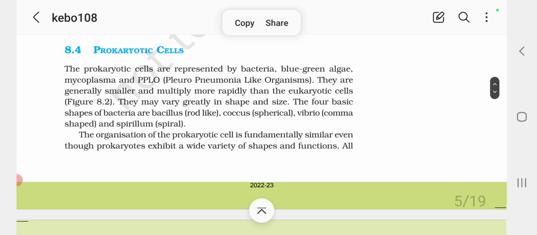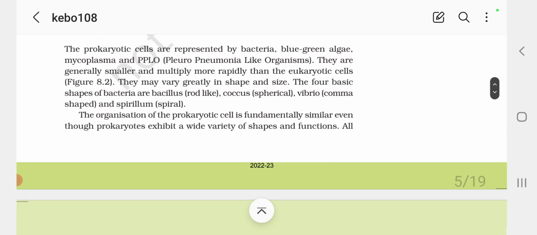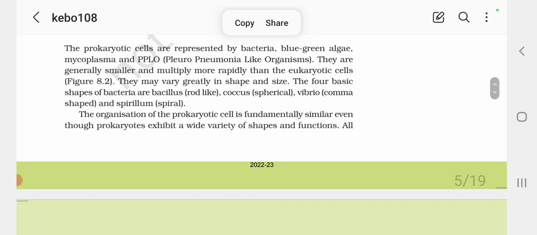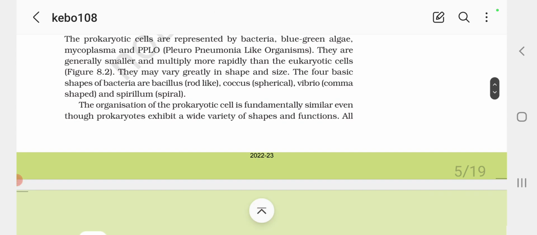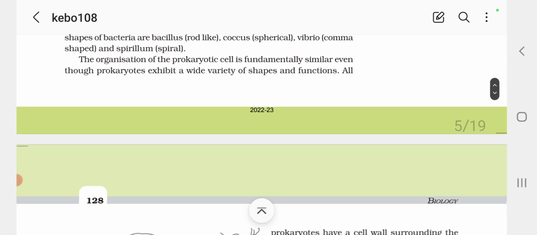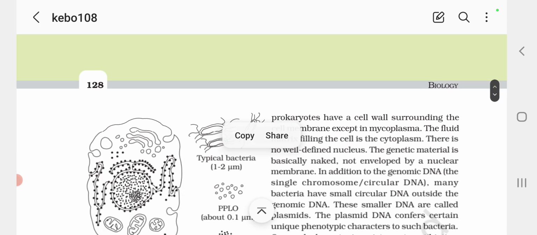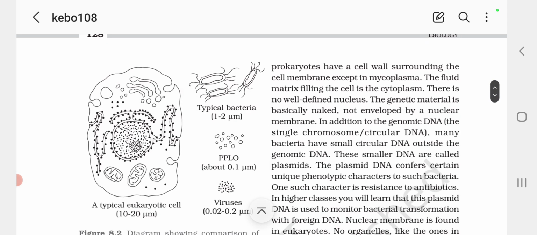8.4, Prokaryotic Cells. The prokaryotic cells are represented by bacteria, blue-green algae, mycoplasma, and PPLO, pleuro-pneumonia-like organisms. They are generally smaller and multiply more rapidly than the eukaryotic cells. They may vary greatly in size and shape. The four basic shapes of bacteria are bacillus, rod-like; coccus, spherical; vibrio, comma-shaped; and spirillum, spiral. The organization of the prokaryotic cells is fundamentally similar, even though prokaryotes exhibit a wide variety of shapes and functions. All prokaryotes have a cell wall surrounding the cell membrane, except in mycoplasma.